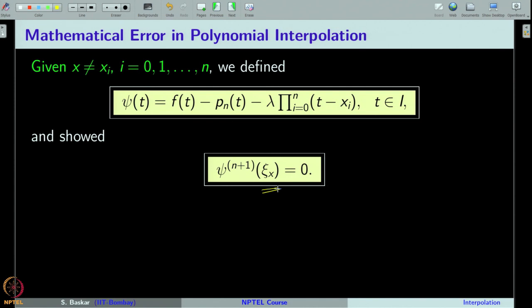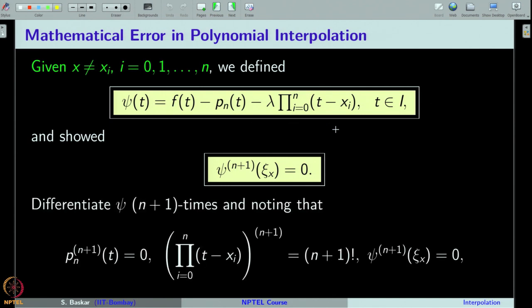Now, what is the next step? Well, we have this expression. We will differentiate this function n plus 1 times. We will get an expression out of that, right? Substitute t equal to xi of x in that expression and equate it to 0, and let us see what is happening. So, we will differentiate this function n plus 1 times with respect to t. Note that in this differentiation, x is considered to be a constant because it is used only as a parameter in psi, right. So, it will not be a variable. It is treated as a constant, and we are differentiating psi only with respect to t. You can see that in the first term, we will get f n plus 1 of t, right.